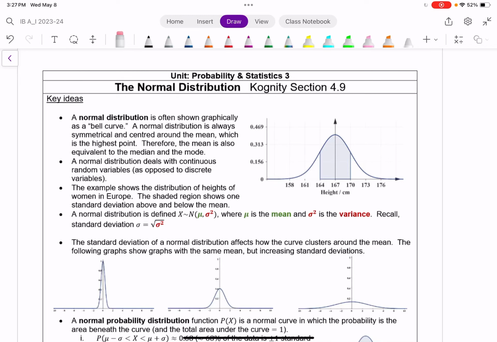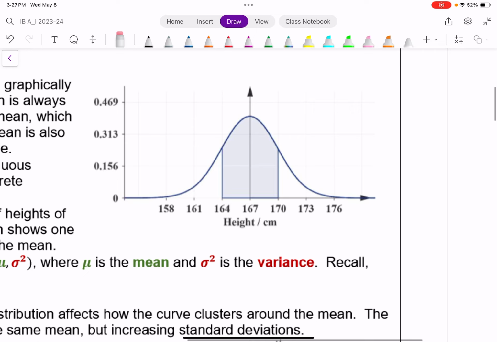All right, for this lesson, we're being introduced to the normal distribution, which is a pretty important aspect of the statistics and probability unit. In general, if any data is distributed normally, it always has a characteristic we call a bell curve shape, in which it's symmetrical. It's always symmetrical about the mean, which means the mean is also the median, which is also the mode. It's the highest point.